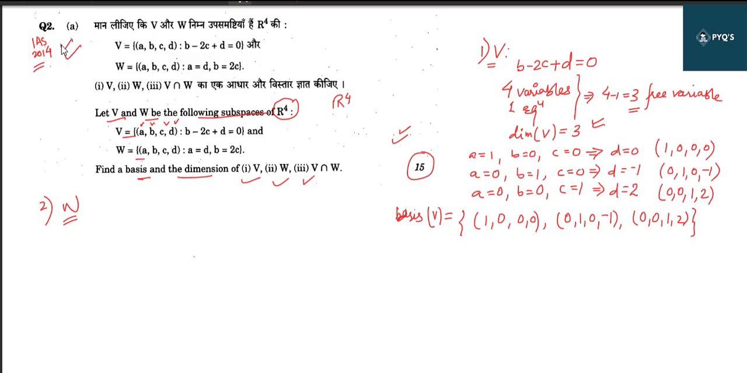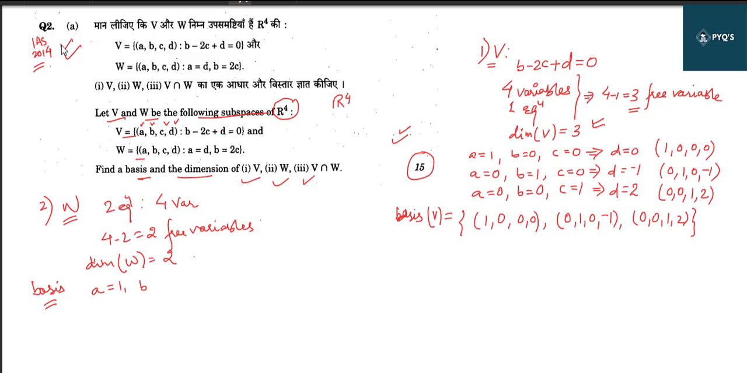For W, again, there are 2 equations and 4 variables. So 4 minus 2, that is 2 free variables. So these variables can be put as 0, 1, anything. So that is why the dimension of W equals 2. Now to find the basis, we can put A equals 1 and B equals 0. Then we get C equals 0 and D equals 1.